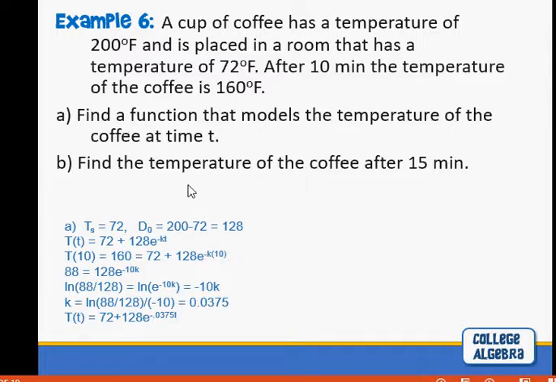And to find k, we have to plug in another point. Well, we know if we plug in 10, we get 160. So T of 10 will be 160, and then by the formula, it's 72 plus 128 e to the negative k times 10. So we subtract the 72 from 160, we get 88, then divide by 128, then take the natural log of both sides, which just leaves you with negative 10k on the side that had e. And then you divide by negative 10 and you have your answer. The natural log of 88 over 128, that quantity divided by negative 10 is 0.0375. So we have our function, 72 plus 128e to the negative 0.0375t.